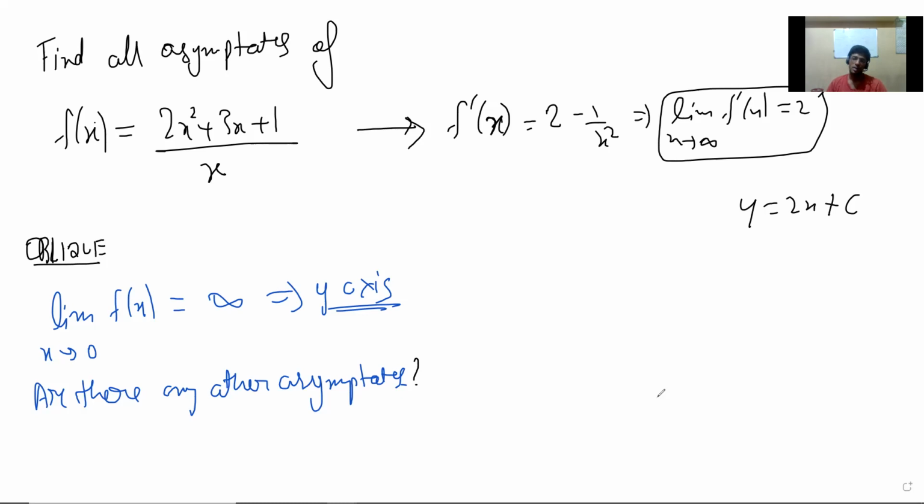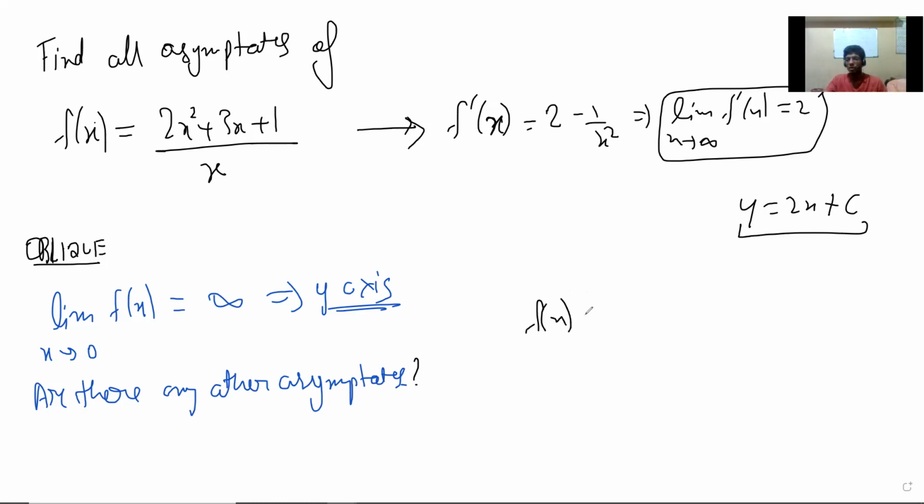This is the only possibility. There's no other possibility. 2x plus 3. All right, so when you have this, then you have something more to work with, right?